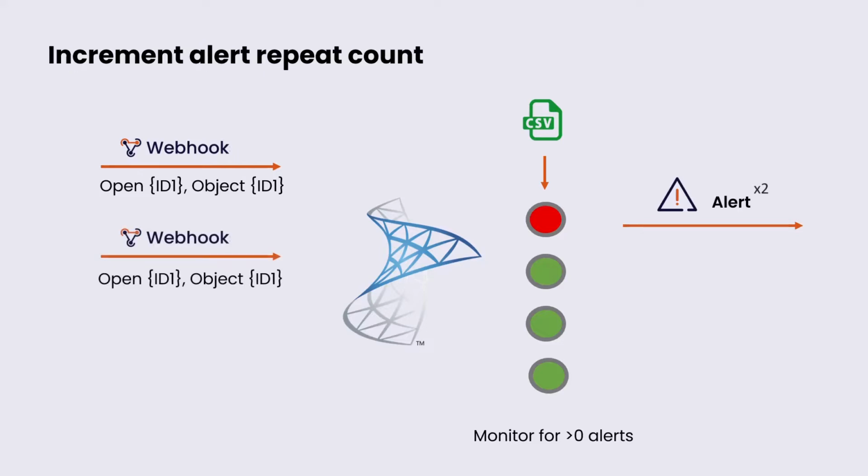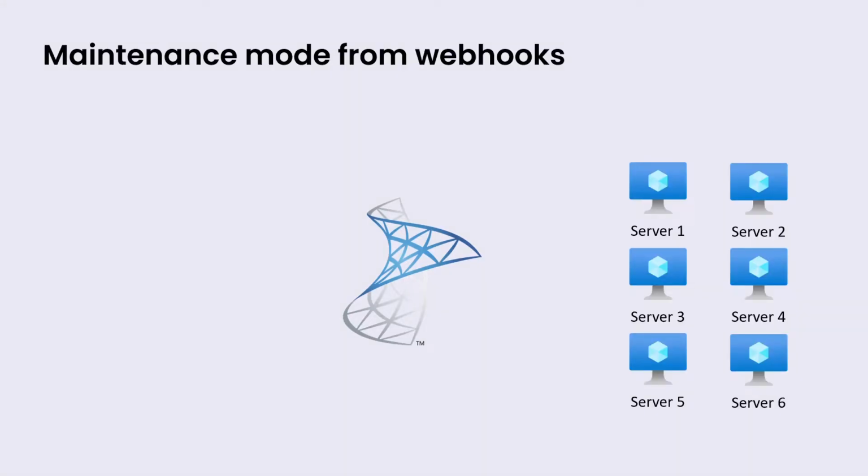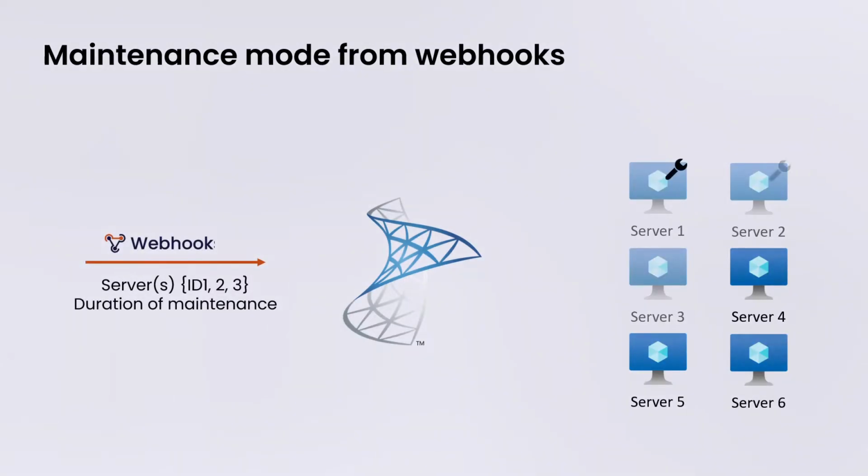We can then increment the repeat count on these alerts as duplicate webhooks are received. And ultimately we can close them off when a closure type webhook is received and update the monitor's color accordingly. We can also put servers into maintenance mode when a webhook is received containing server IDs and duration of maintenance. Let's have a look at it in action.